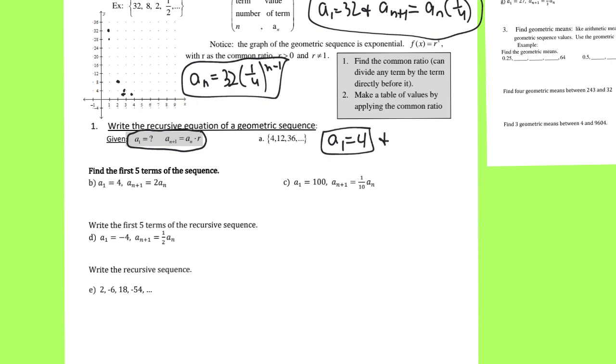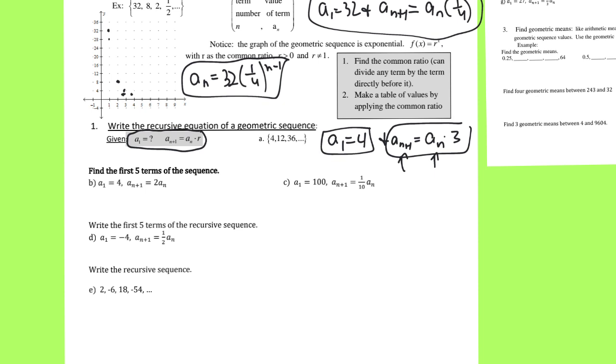You start with a sub n, and it looks like you times it by 3, and that gives you the n plus 1 term. So to get to the next term, you take the previous term and you times by 3, and that will give you the next term. So that would be the recursive one.